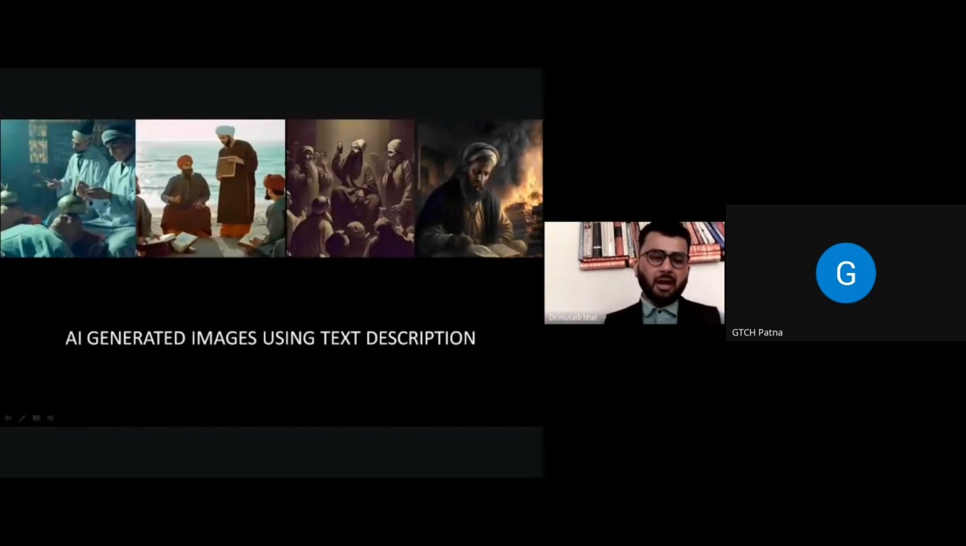So these are some of the AI-generated images that I developed using text descriptions. The first image is cupping therapy in medieval times, and in other images I used Avicenna teaching at the seashore, drinking a decoction of a certain drug, and also studying. These were the prompts that I used in order to develop these images using AI.